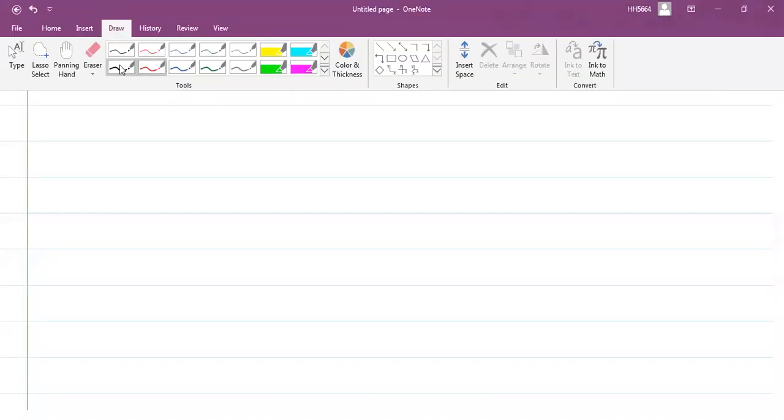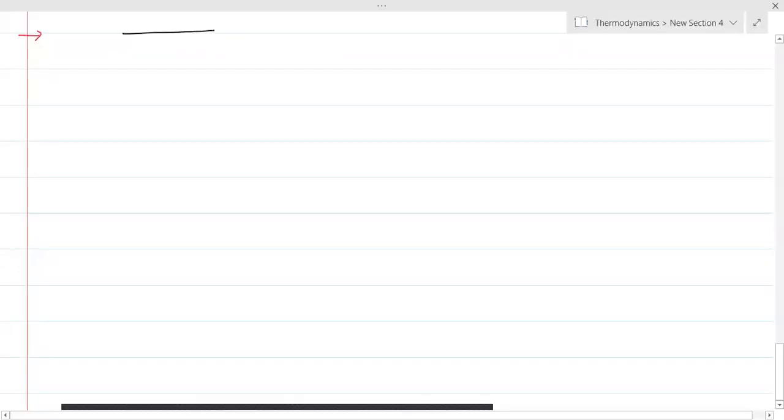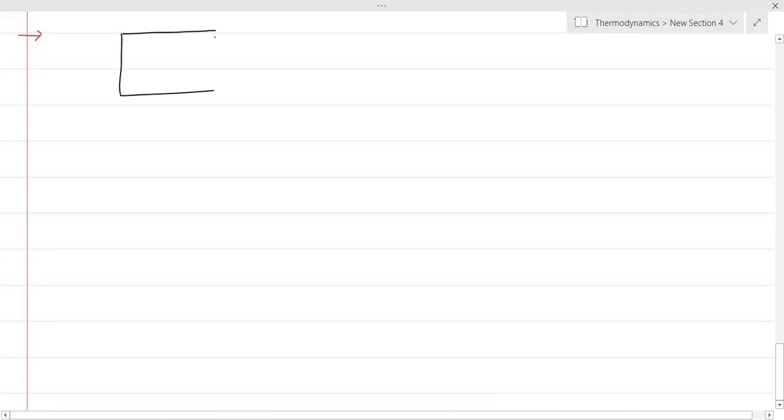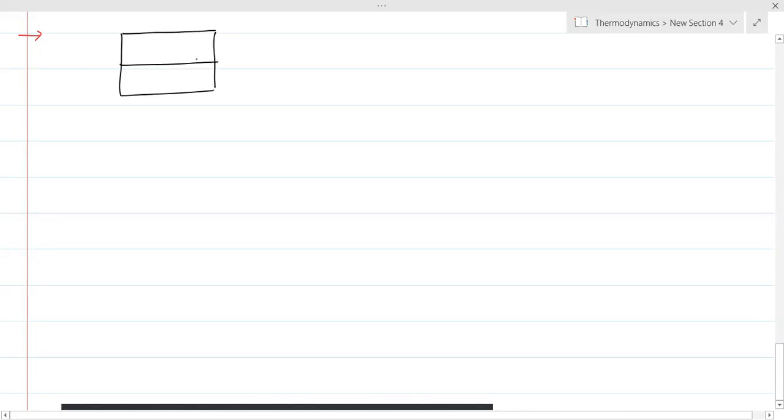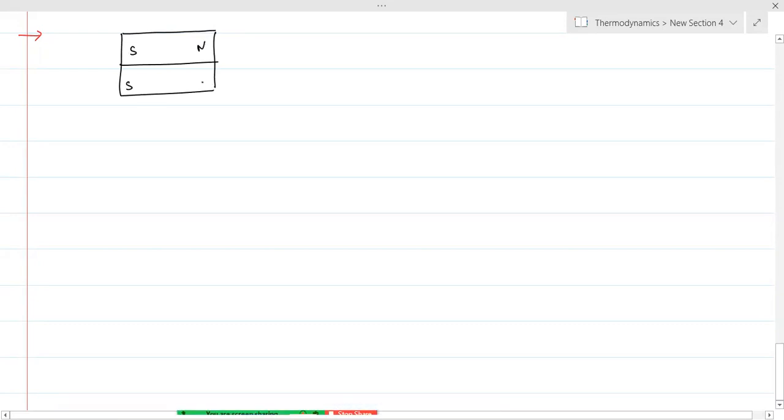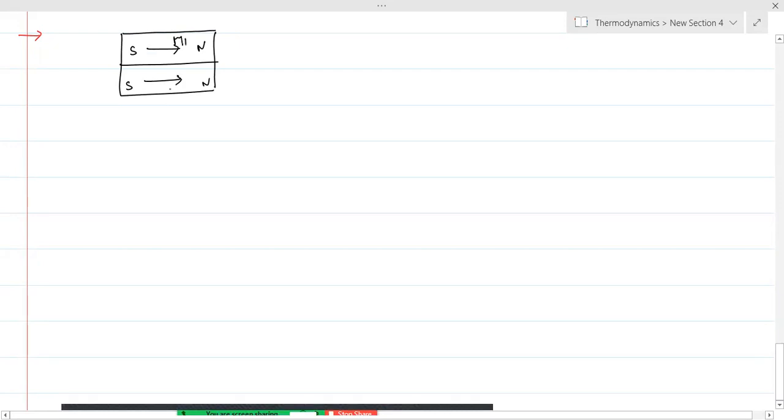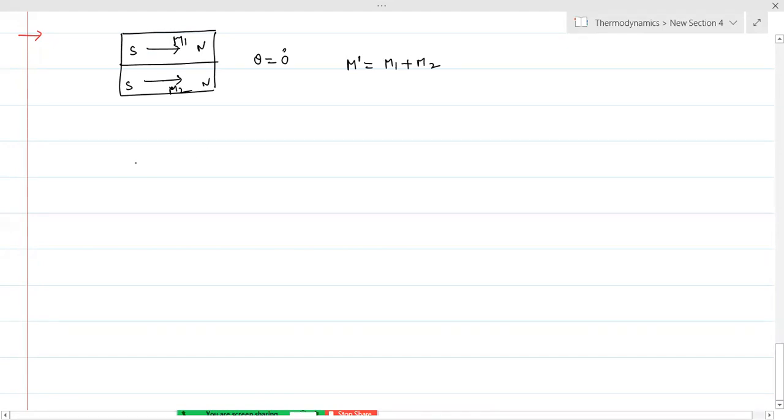Suppose we are taking similar discussions. We have two magnets such that like poles are in contact, S and S in contact, and N and N. So this is M1 and this is M2. When this is the case, theta is equivalent to 0, so M dash is equivalent to M1 plus M2. So when the like poles are in contact, we will get the maximum result.